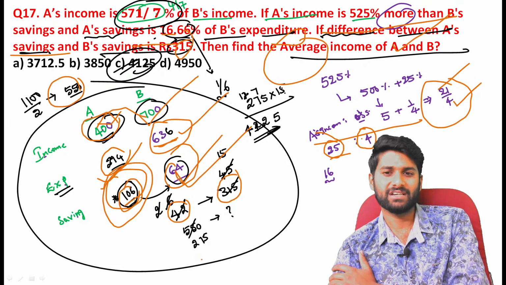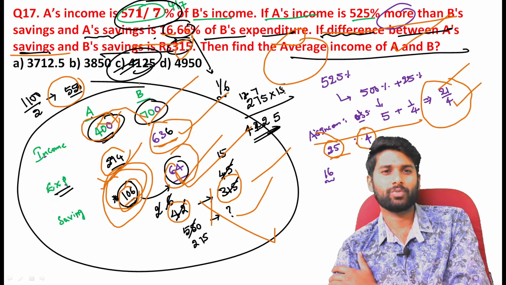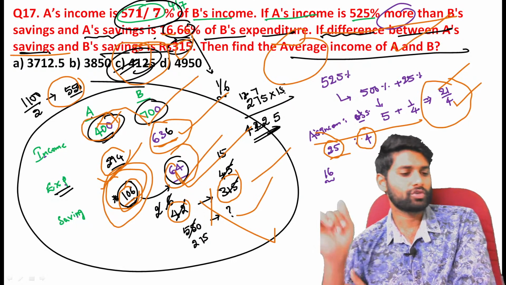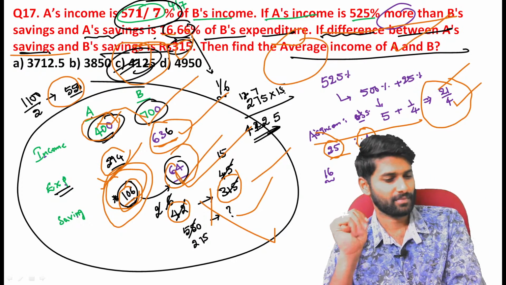Now what is the comparison here? 42 units is exactly equal to 315. Now 550 is equal to how much? Just cross multiply them. Now you can get the value of 4125. Now clear, Zamir?